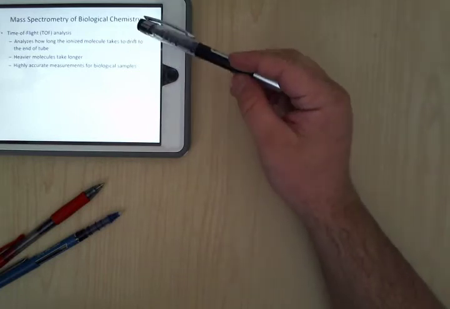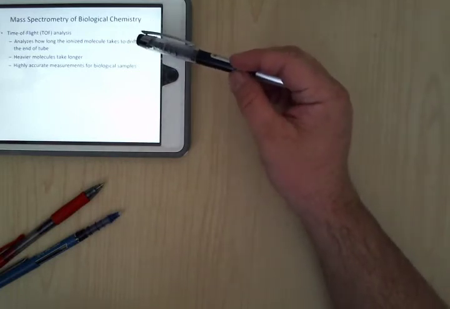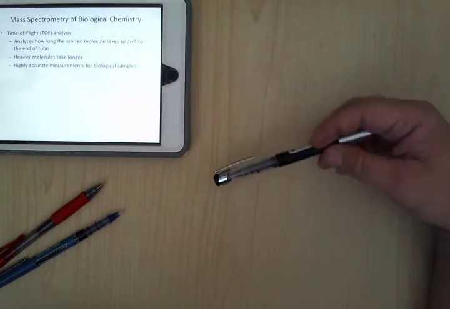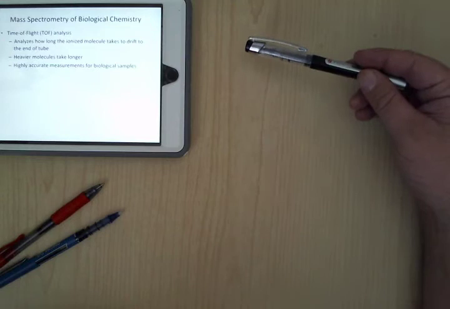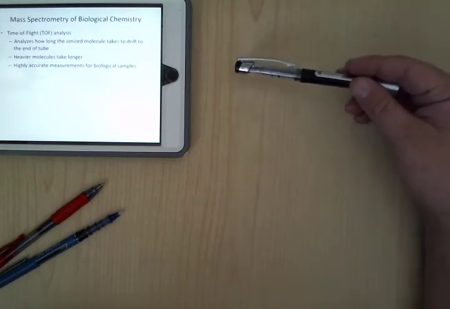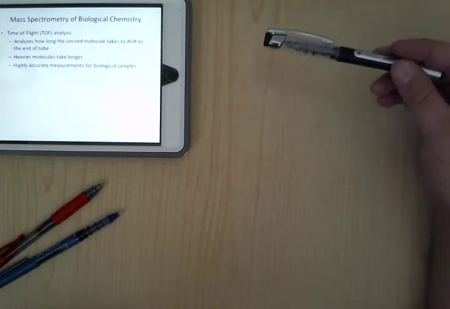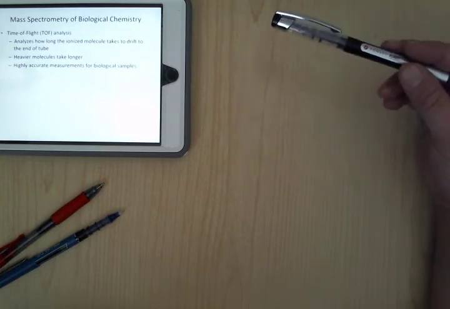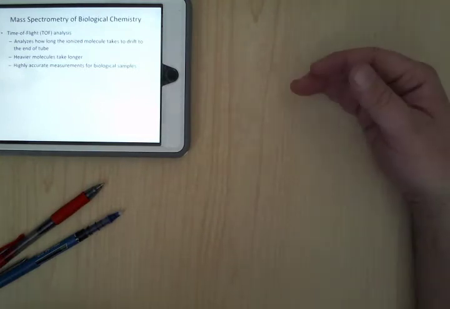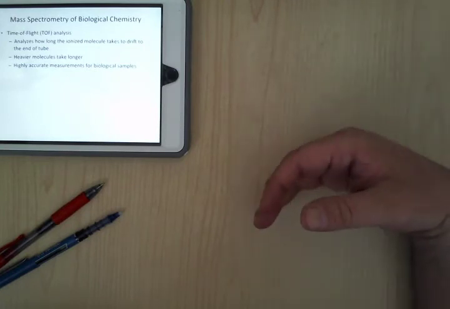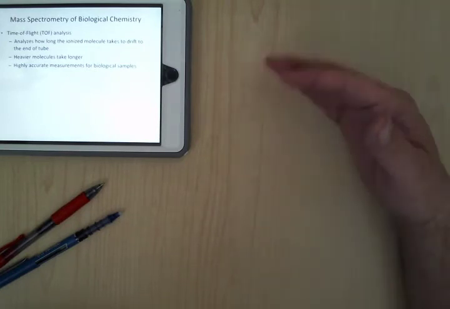And so they know exactly how long the tube is, and then they have a very accurate clock. So what they can do is they can tell that things that are smaller are going to travel faster. They can time how long the sample takes to get to the detector. Heavier molecules take a long time, and so you can actually do it that way.